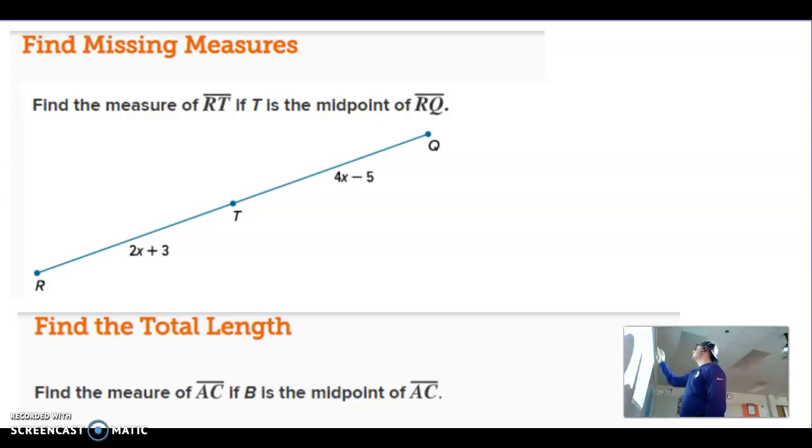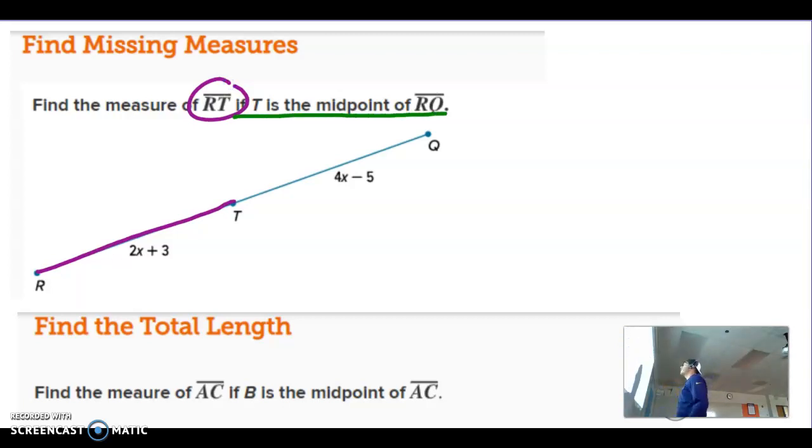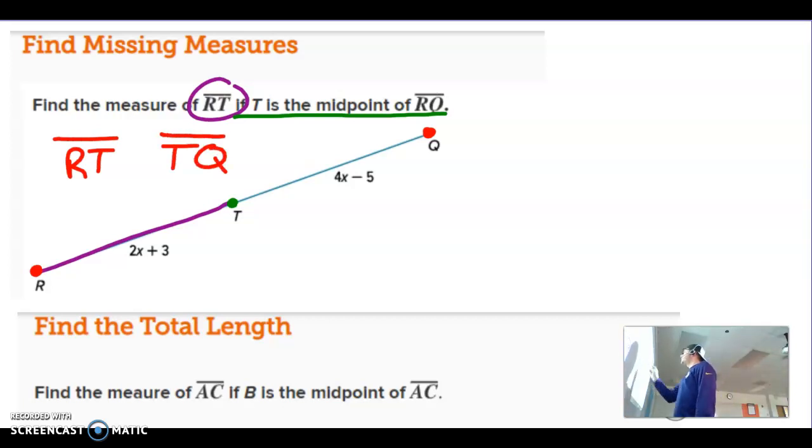So this first one, find the measure of RT. We're trying to find that measure if T is the midpoint of RQ. The important statement of this question is that they are telling us that T is the midpoint between R and Q. So what do we know about RT and TQ? If T is the midpoint, then just by this word being involved, it's telling us that these two segments are congruent, which means their lengths are equal.